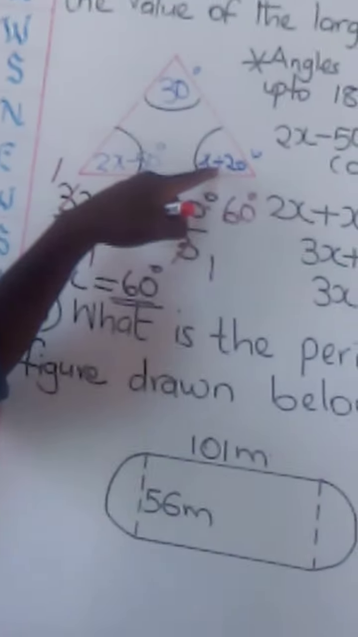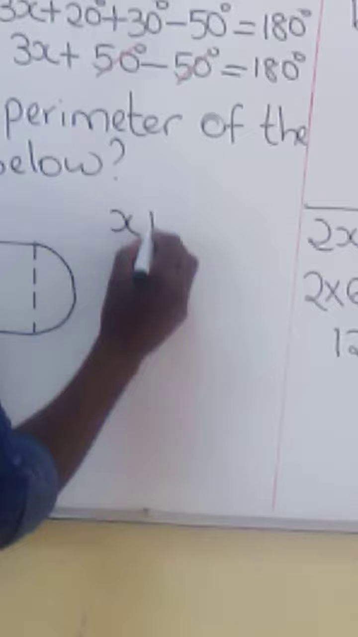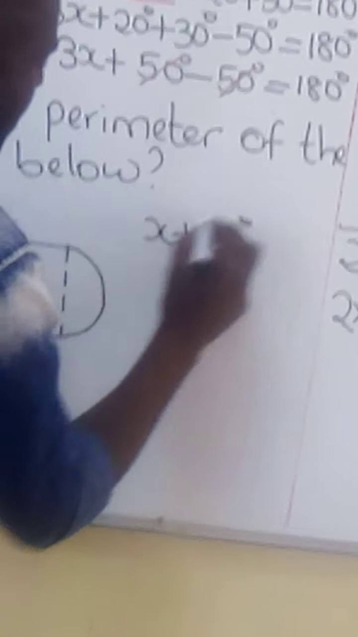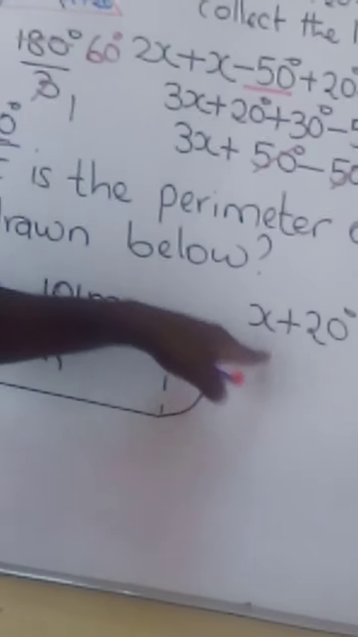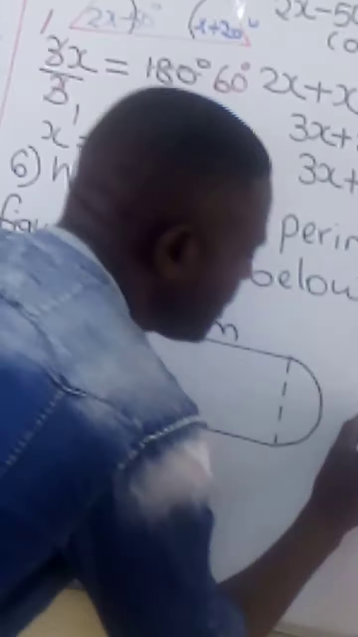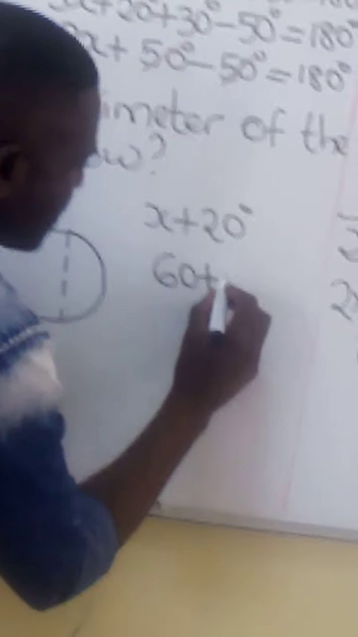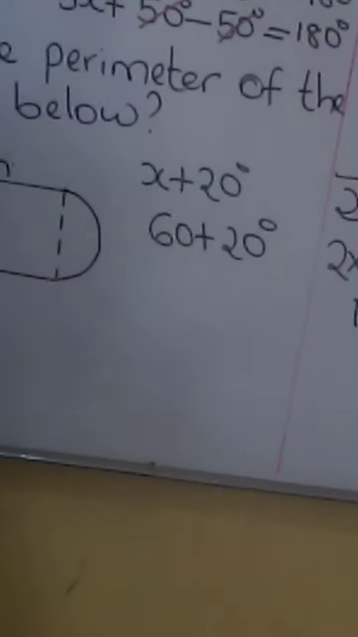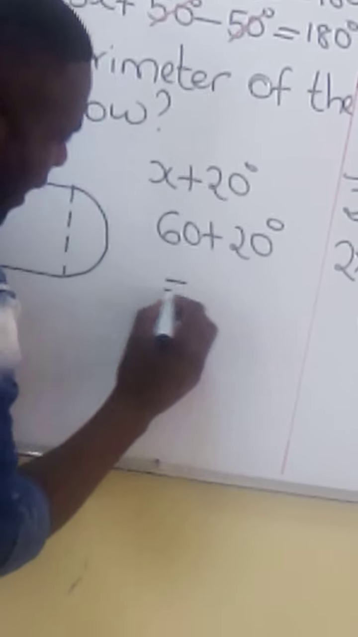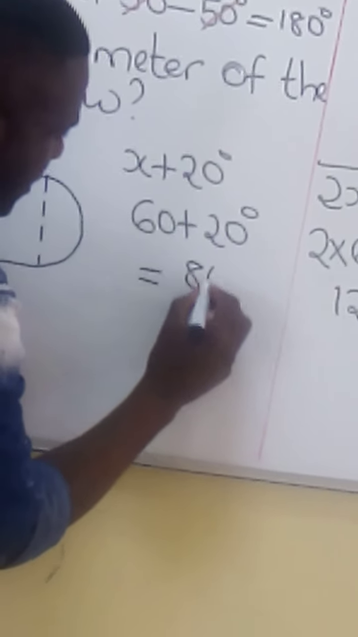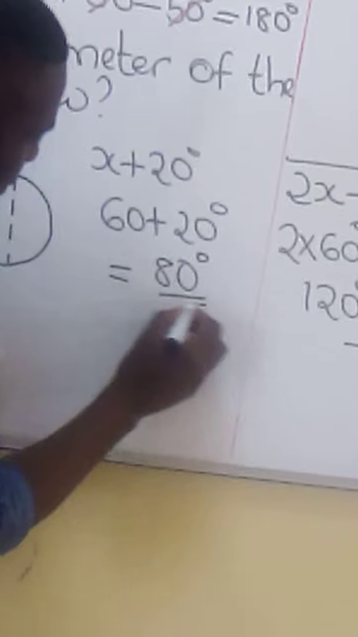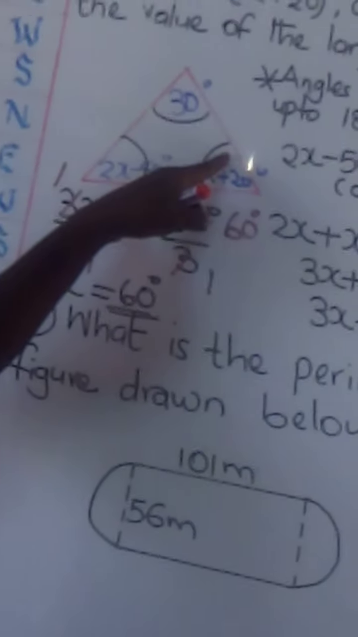We come to this other angle. This other angle is x plus 20 degrees. So in the place of x, we put 60. So it is 60 plus 20 degrees. Then we are going to have 80 degrees. So this angle here is 80 degrees.